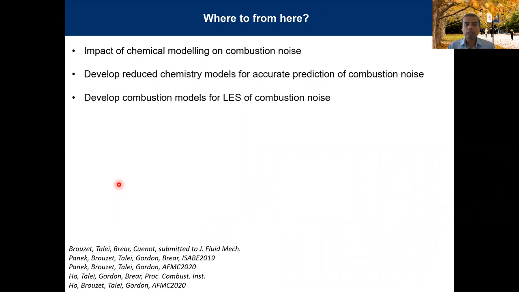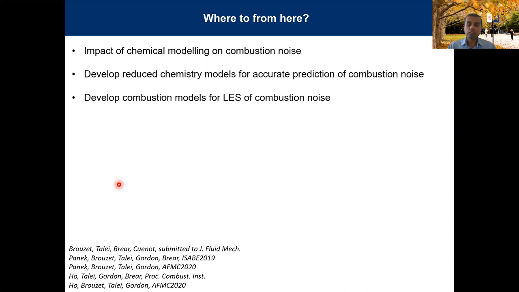So this is the first example, and I just want to quickly go through what we're doing right now. As I said, we're looking at the impact of chemical modeling on combustion noise. We look at developing reduced chemistry for accurate prediction of combustion noise, because so far we've been doing simple chemistry simulations. We want to see how having more complex chemistry is going to affect the sound generation. And we are interested in having combustion models in the context of large eddy simulations.